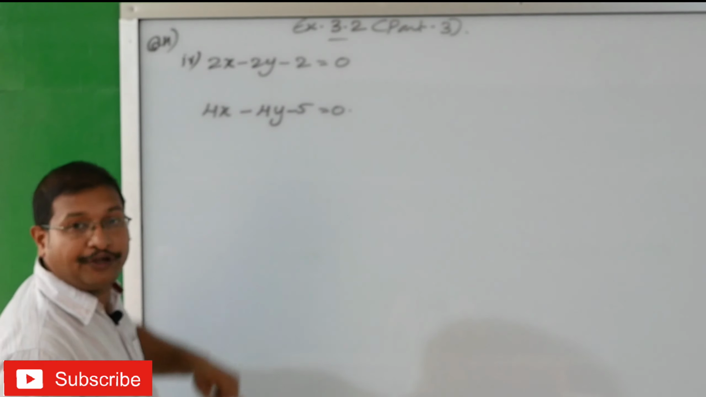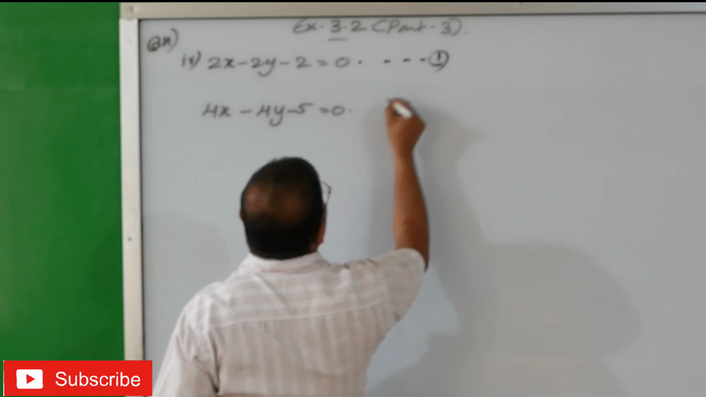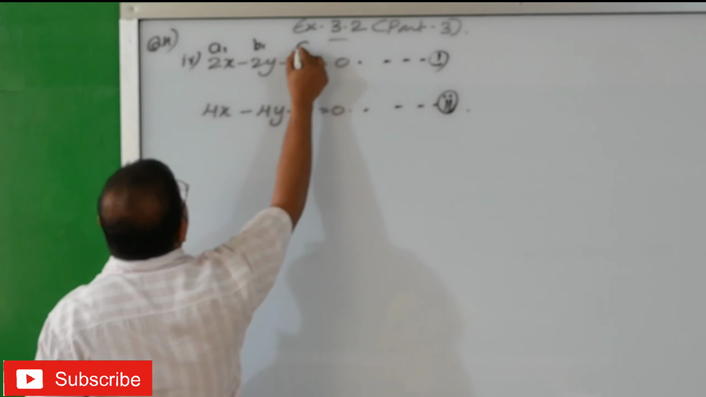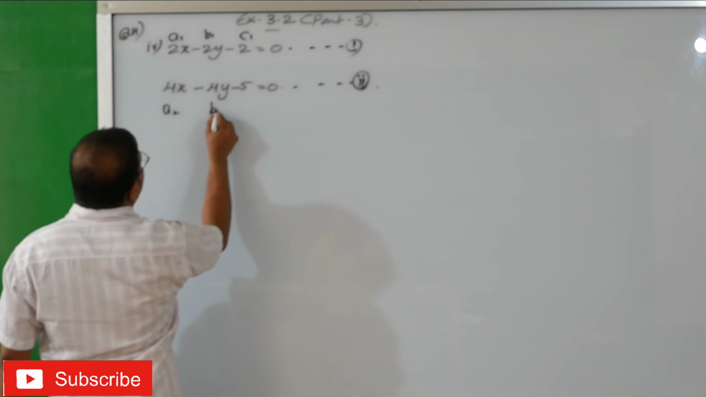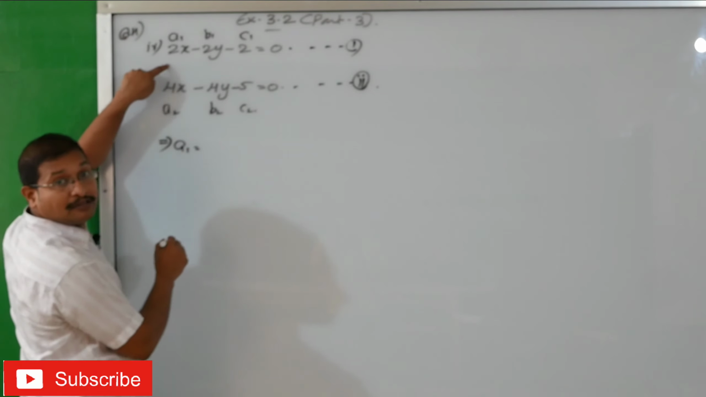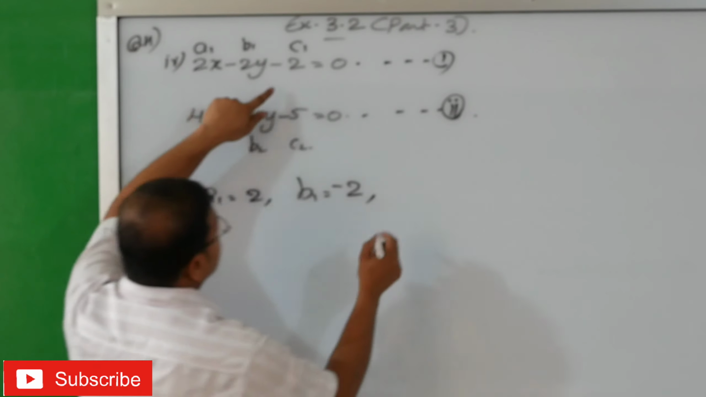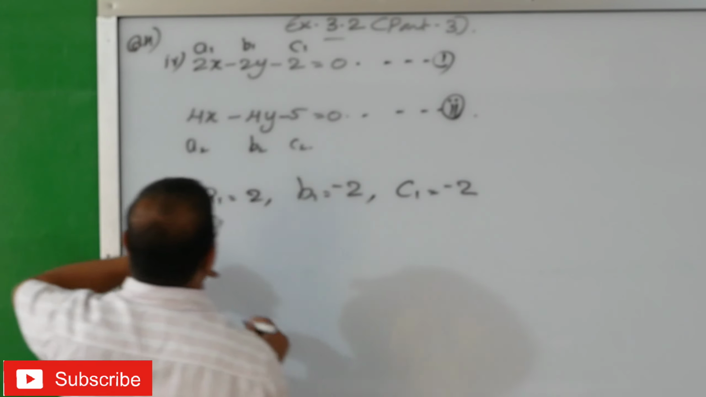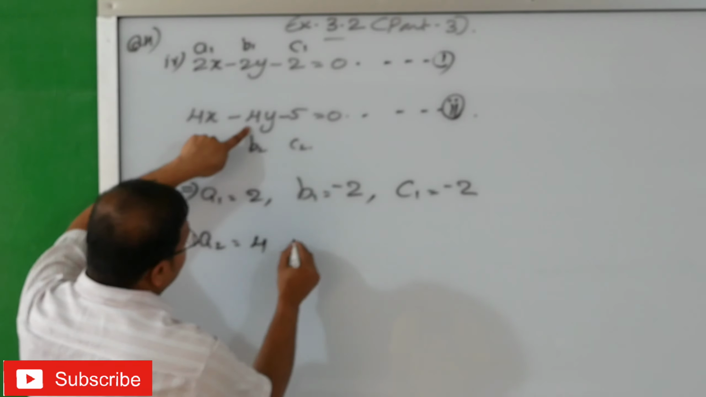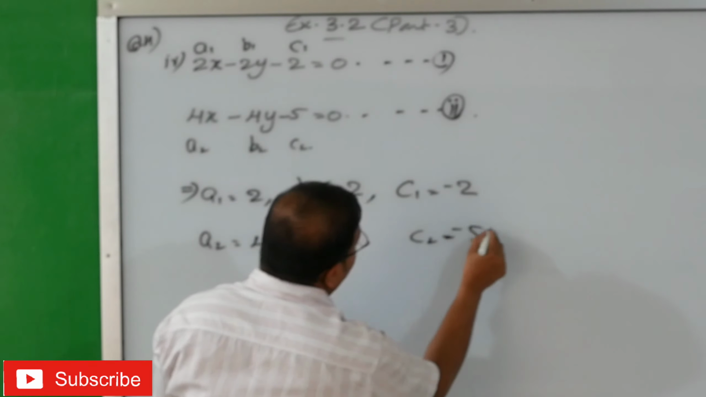2x minus 2y minus 2 equal to 0. 4x minus 4y minus 5 equal to 0. See, this is equation number 1 and this is equation number 2. So from here, we will write a1, b1, c1. Here we'll write a2, b2, c2. This implies, what is the value of a1? 2. b1 is minus 2. c1 is minus 2. And after that, what is the value of a2? 4. b2 is minus 4. And c2 is minus 5.